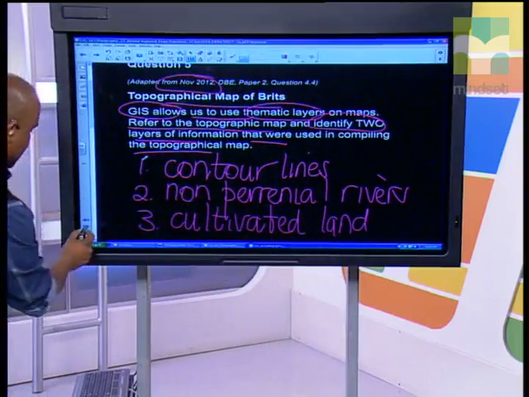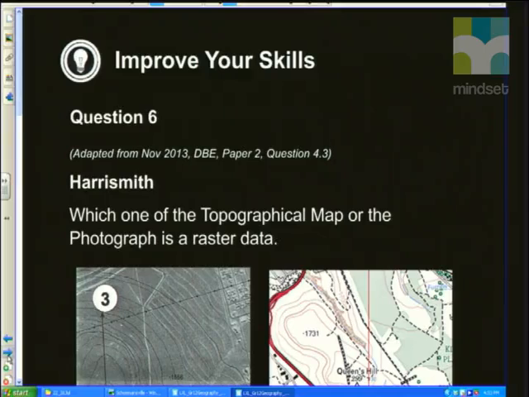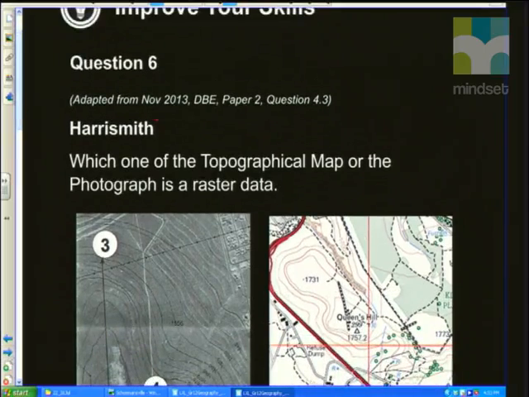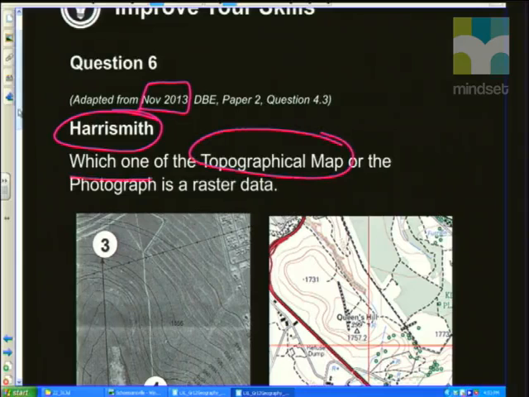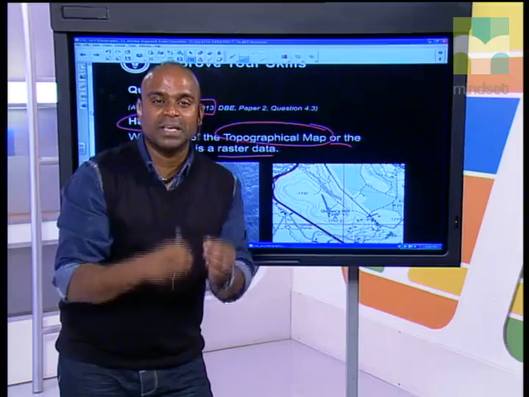Let's look specifically at the next question. And this is question 6. It says, improve your skills. Again, Harry Smith, and again, November 2013. Note that we've adapted these questions for the maps that we have available. And this particular question: which one of the topographical map or the photograph is raster data? Remember, your raster data consists of pixels which form images. Your topographical map cannot be raster data. It can only be a photograph.